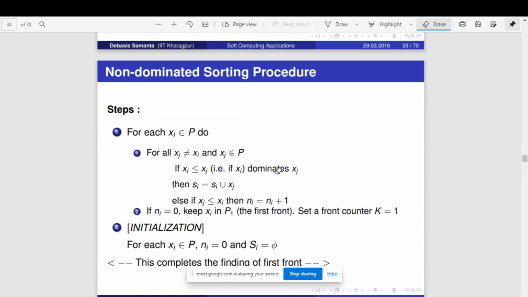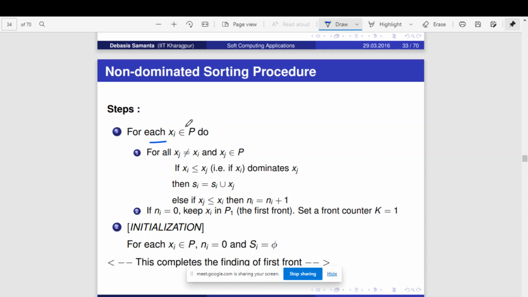So here is the algorithm. Let us see how it works. Basically, it takes an individual xi and checks whether anybody is dominating this xi or not. If somebody is dominating xi, they will be added to si, that is the set si, and so on and so forth. So let us walk through the algorithm.